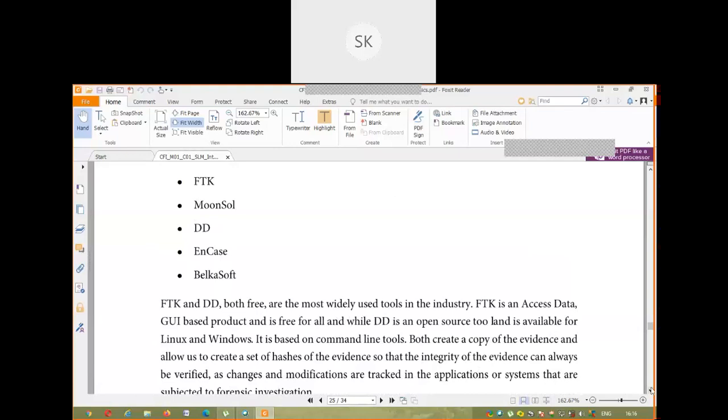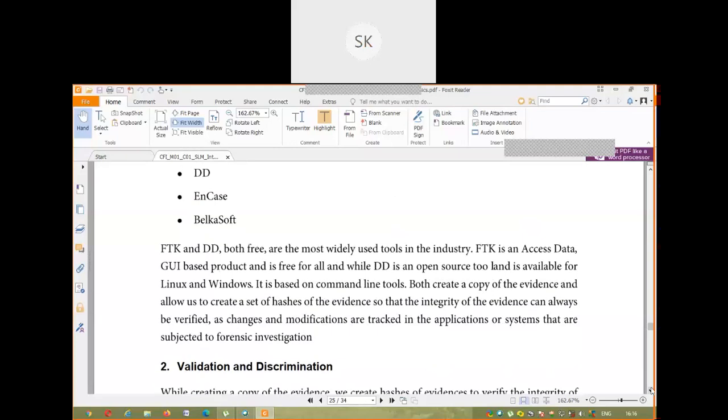Both tools allow us to create a set of hashes of the evidence, and that is for the integrity of the evidence and allows us to verify it. That means both tools allow us to create some hash, and from that hash we can verify the evidence.